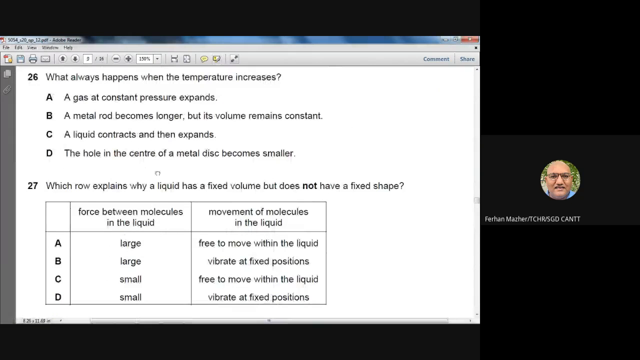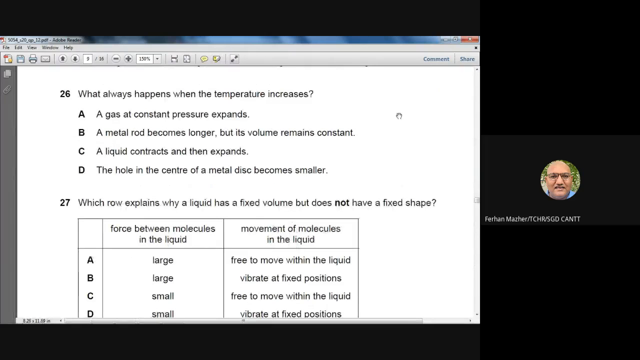Question number 26 is on your screen. What always happens when the temperature increases? A gas at constant pressure expands. Yes, when the temperature rises, the volume will also increase. A metal rod becomes longer, but its volume remains constant. I don't think so, I think its volume increases. A liquid contracts and then expands. Why would it contract? The hole in the center of a metal disc becomes smaller. Oh, it's a very tricky question.